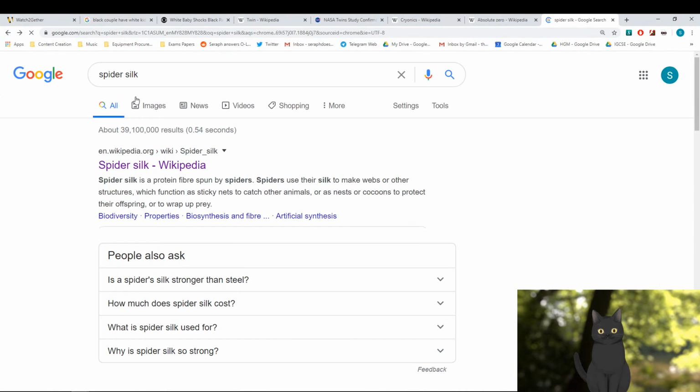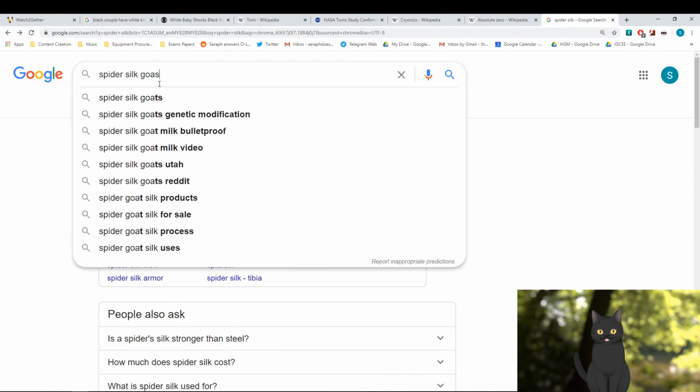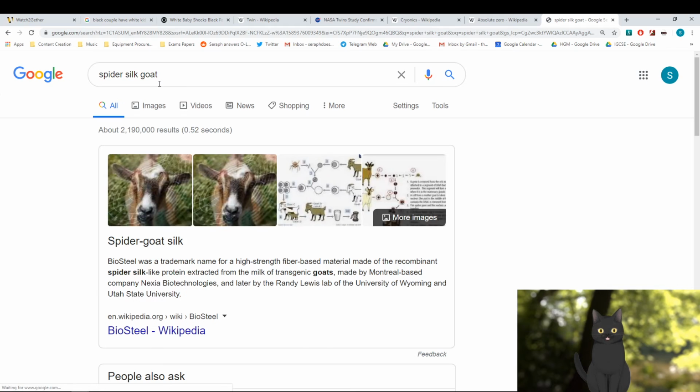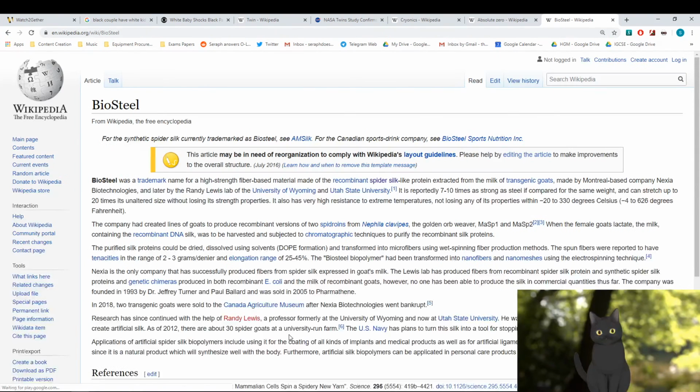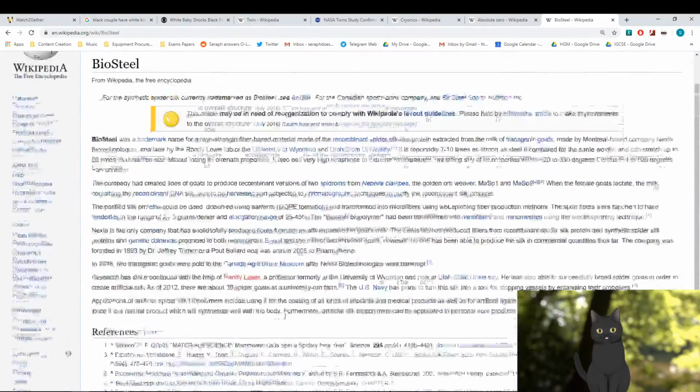So how they produce silk is basically they put the spider gene inside a goat. Yeah, no, don't worry. The goat didn't turn into a spider. They only take the genes of the spider silk. Basically, take the gene for the spider producing the silk, and they transfer the gene into part of the goat to make sure that the goat produces milk that contains that protein.